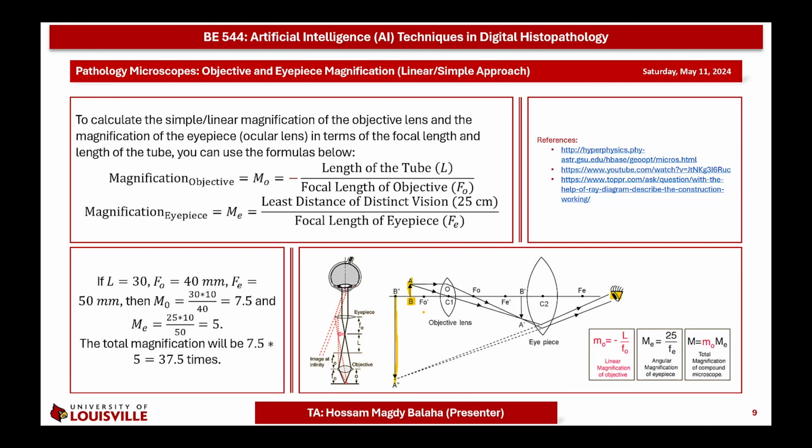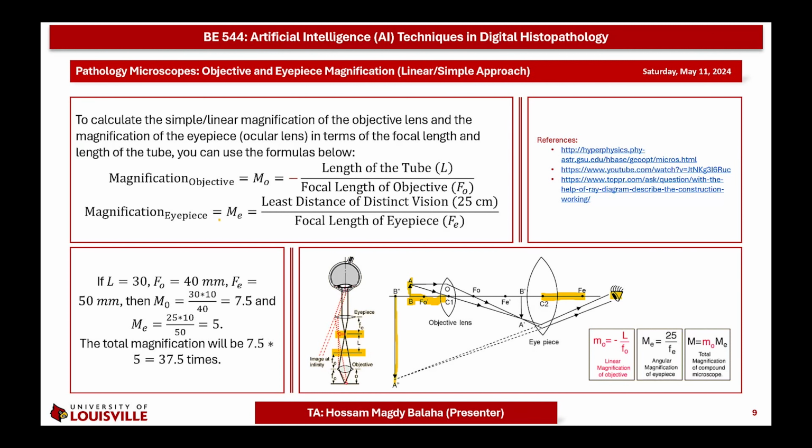The first one is the focal length of the objective, which is the length between the object and the objective lens, and this is noted as FO. Another one is the focal length of the eyepiece, which is the length from the eyepiece to the looking point or the eye. And the third one is the length of the tube, noted as L, which is from the end of the focal length of the objective to the end of the focal length of the eyepiece.